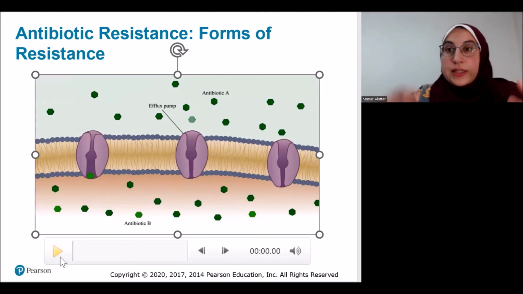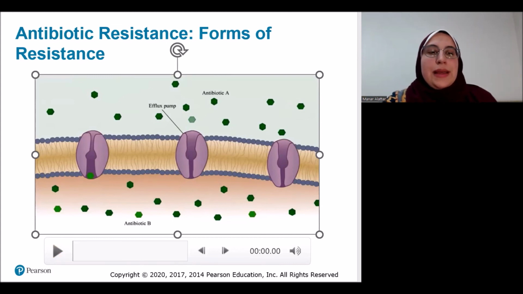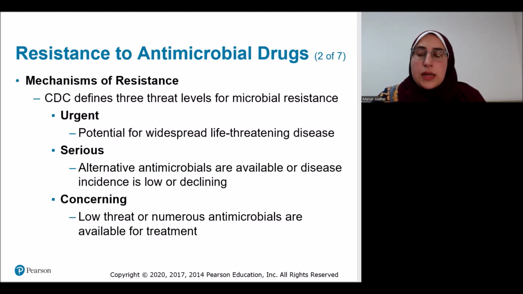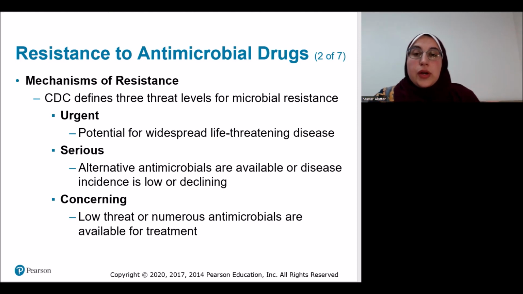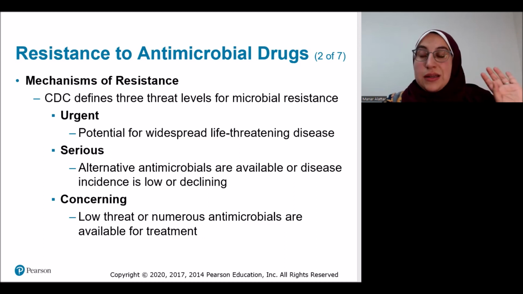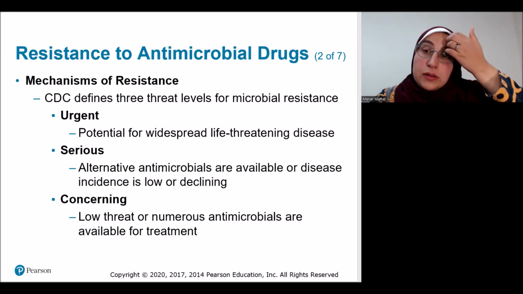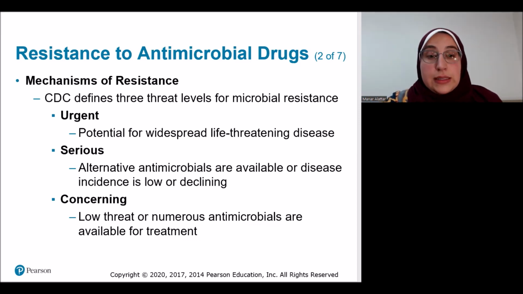And so those two discussions give you an idea of the issue with antibiotic resistance and some of the mechanisms for antibiotic resistance as well. And so when it comes to antibiotic resistance, the CDC has 3 levels of urgency. Urgent, which is widespread and life-threatening and oftentimes multi-drug resistant. So strains of organisms that are resistant to many different drugs. Right now, Clostridium difficile is on this list of urgent, potentially life-threatening diseases.